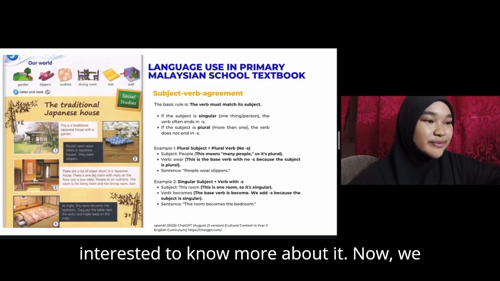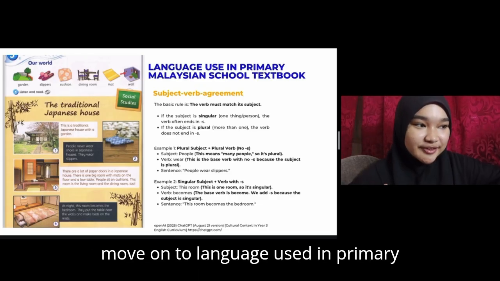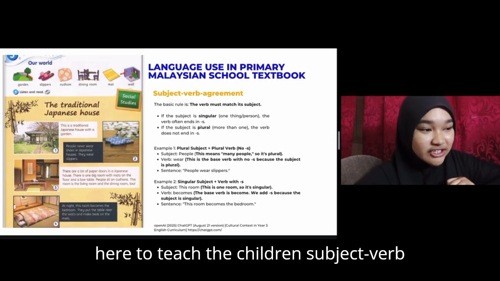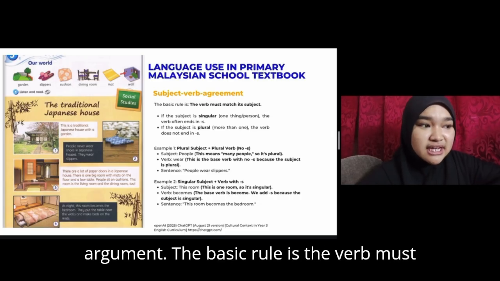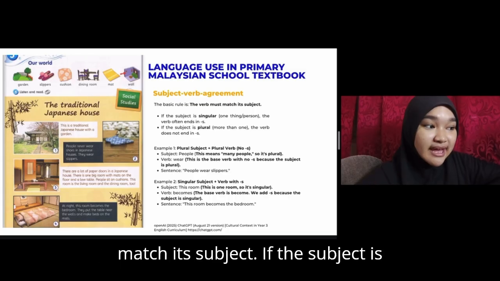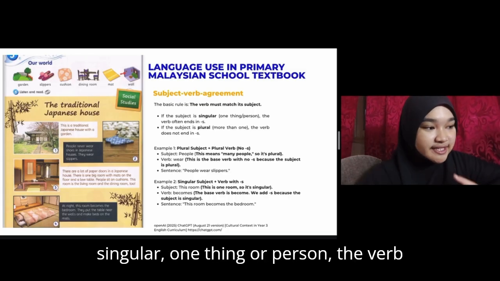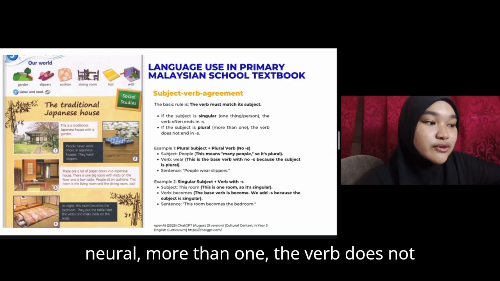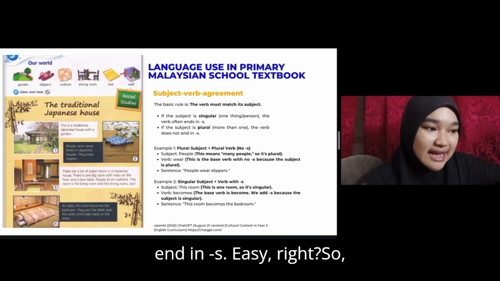Now we move on to language used in primary Malaysian school textbook. So I choose here to teach the children subject-verb agreement. The basic rule is the verb must match its subject. If the subject is singular, one thing or person, the verb often ends in S. If the subject is plural, more than one, the verb does not end in S.